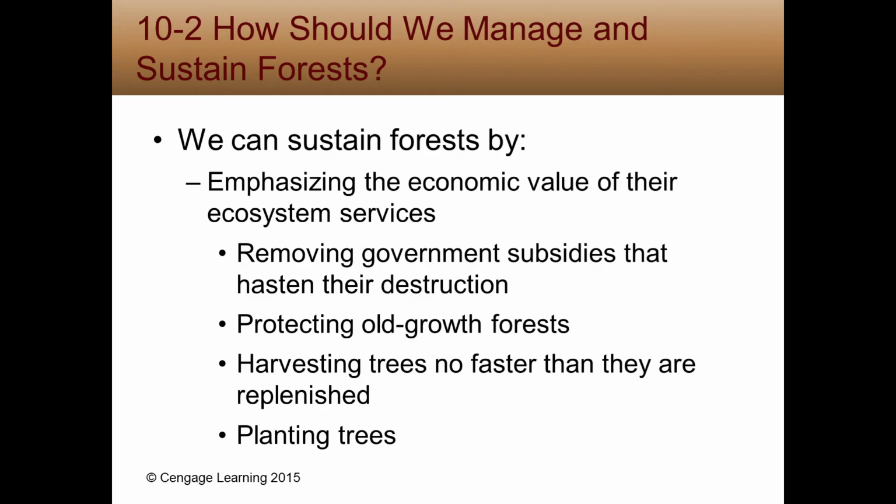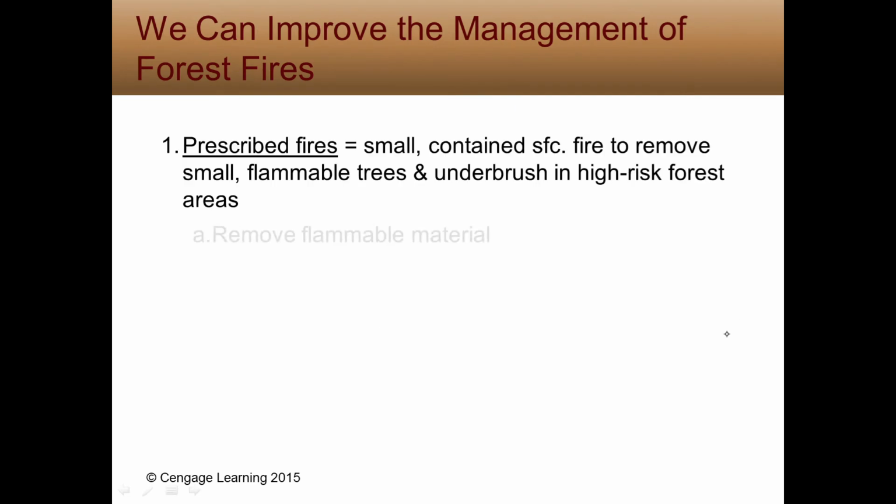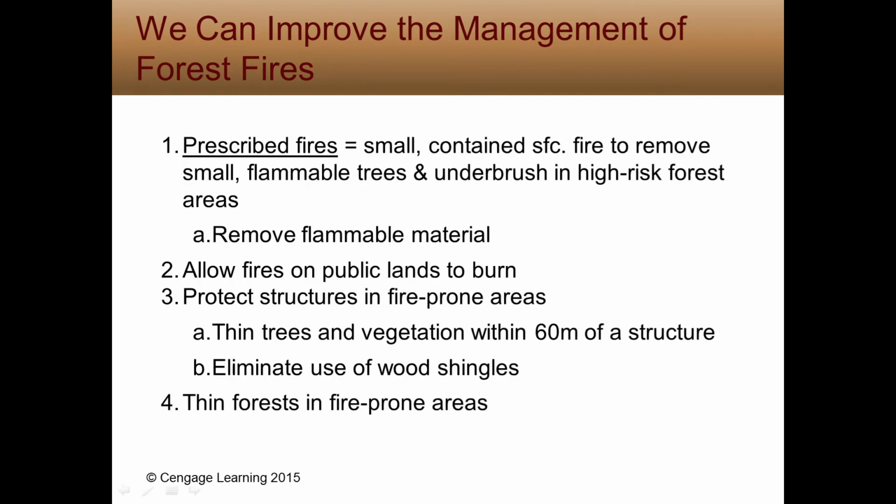Cross out number 10. Then let's talk about forest fires again and improving management of forest fires. What are 4 ways to reduce harm caused by forest fires? Just gonna throw them all up there. If we burn on our terms, that's what a prescribed fire is, where we set the fire, a small contained surface fire to remove little trees and underbrush. That's like you're making your own surface fire so that you don't get to a crown fire.